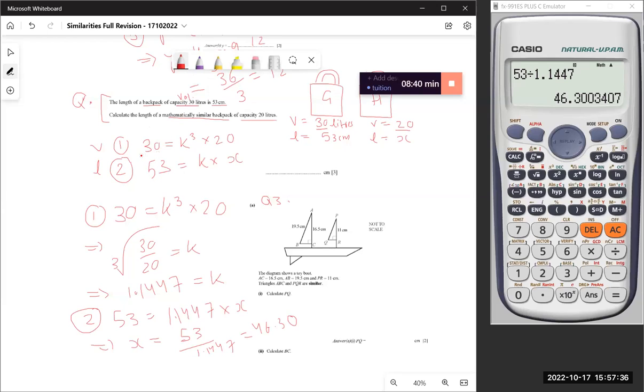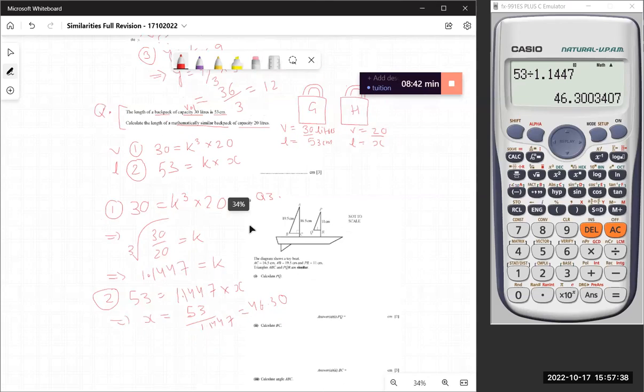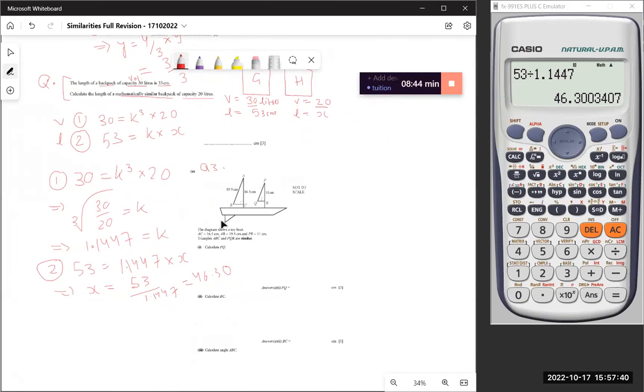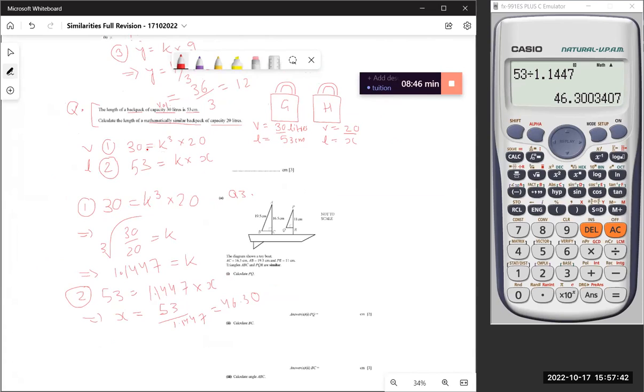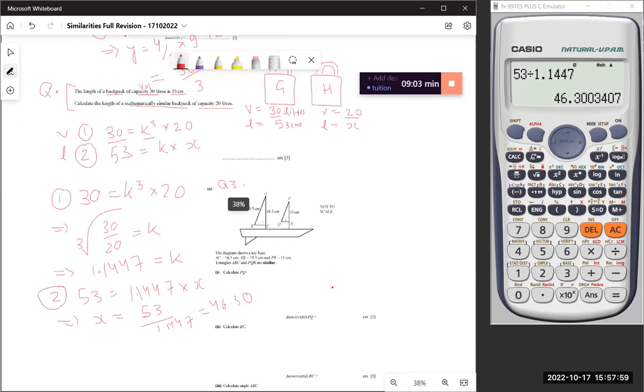First things first, let's try another question. I'll tell you what we did here. We took 30, which is equal to K cube because that's its volume, into 20. Then we took 20 to the other side, and we took the cube root to find K. Then we just put this K into the second equation to find X. Is that clear? Yes, sir. Let's try another one.